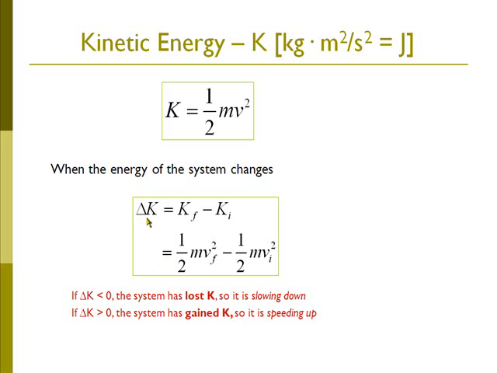What happens if delta K equals 0? Well, that implies that the object has neither gained nor lost energy, and therefore the final equals initial, and so either the object's speed is constant or the object is not moving.